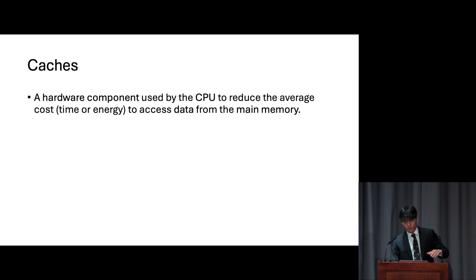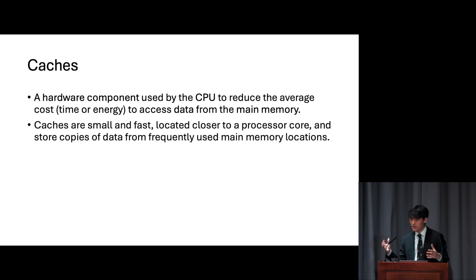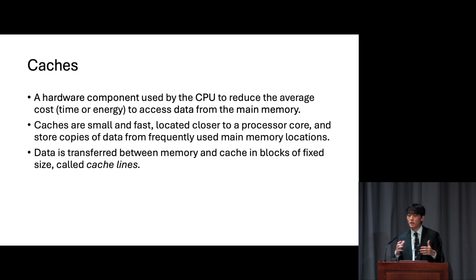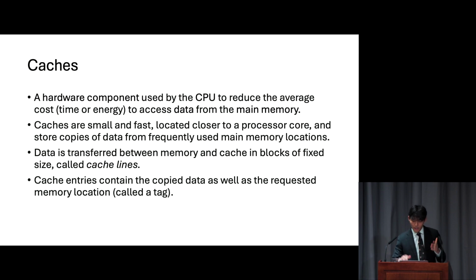Caches. So we know caches are a hardware component used by the CPU to reduce the average cost to access data from memory. How does it do that? Caches are memories that are very small and very fast, located closer to the processor core, and store a copy of the data from frequently used main memory locations. The data transferred between memory and cache are blocks of fixed size called cache lines. And in the cache, there are cache entries which contain the copied data, the cache line, as well as the requested memory location, called a tag.